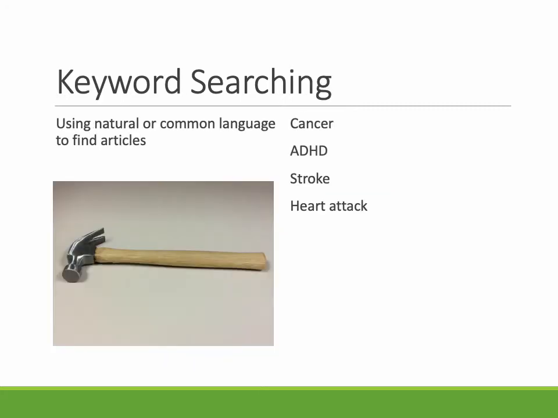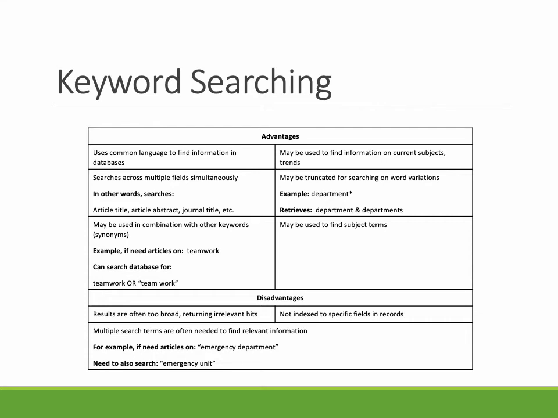What is a keyword? A keyword means you put things in your natural or common language in order to find articles. So words like cancer, ADHD, stroke, heart attack, that's just putting it in common language. There are some benefits and disadvantages of searching this way. Some advantages are that you get to put it in your own words, in common language, in order to search for it. Makes it a whole lot easier.